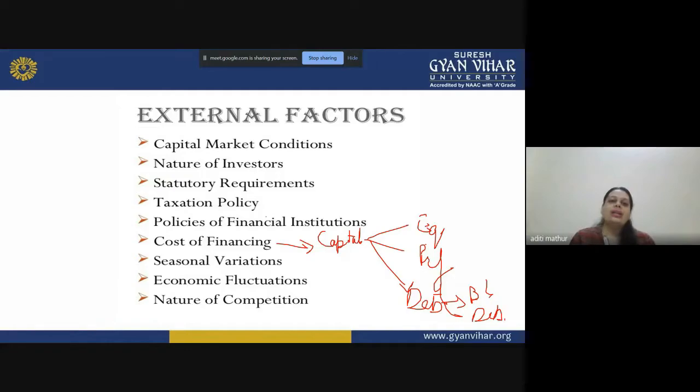Then the next external factor is economic fluctuation. That means your recessions and all.